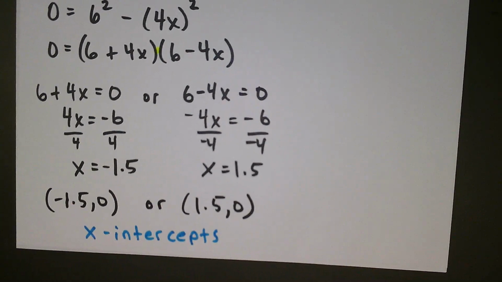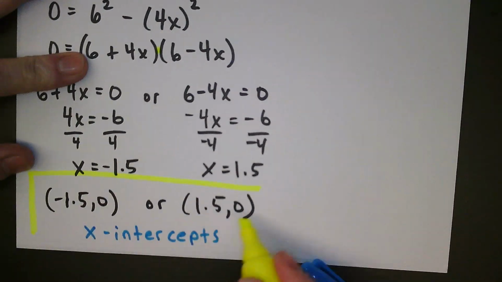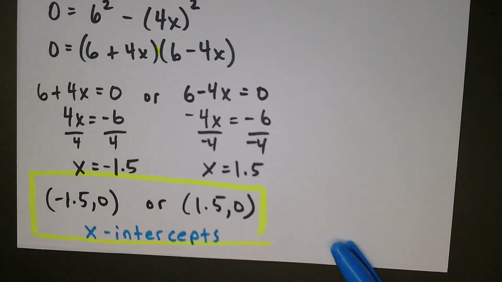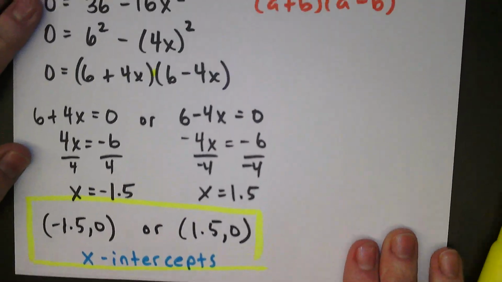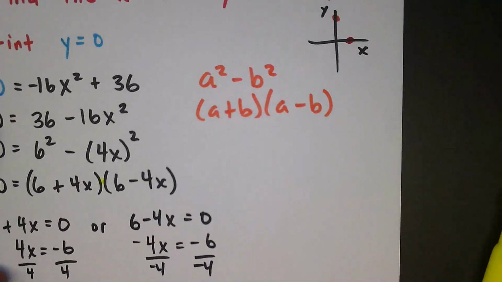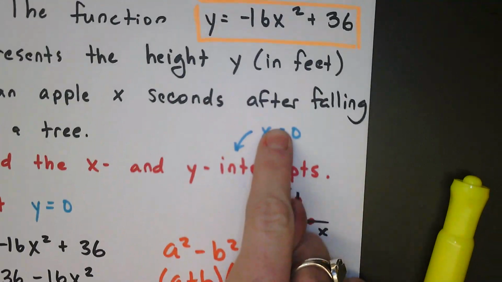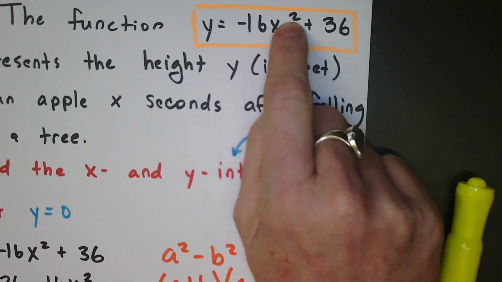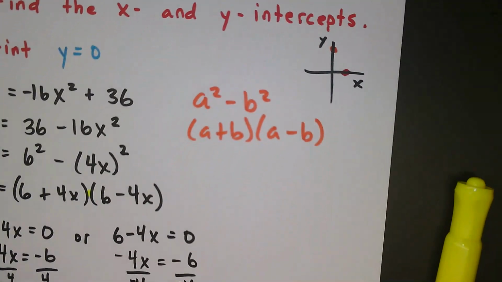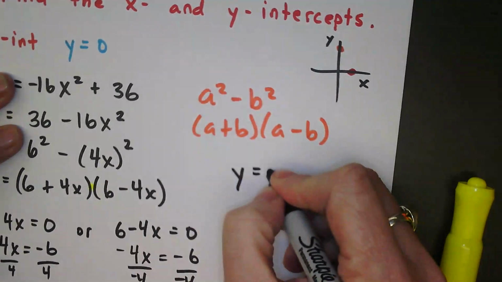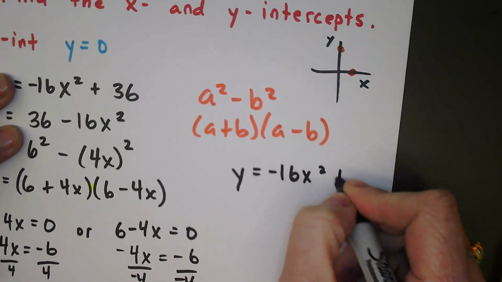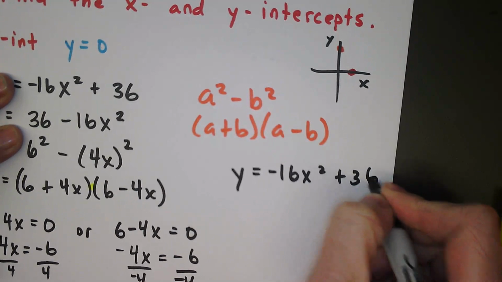Okay. Finding the y-intercepts is going to be much easier. You're going to like this one, I think, a lot better. Or you love this because it's algebra and it's fun and we got to use the difference of two squares. Okay. Let's go to the y-intercepts. The y-intercepts mean make the x value 0. So you go back to the original equation and this is going to become 0. So here, I'll rewrite it here so we can see it. Y is equal to negative 16x squared plus 36.